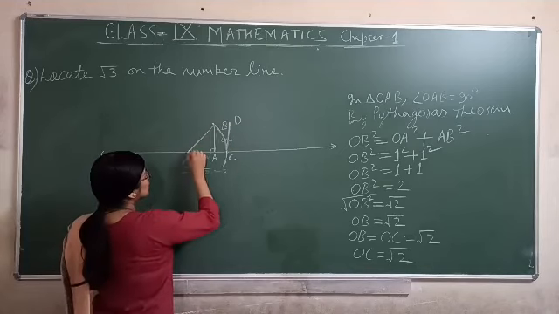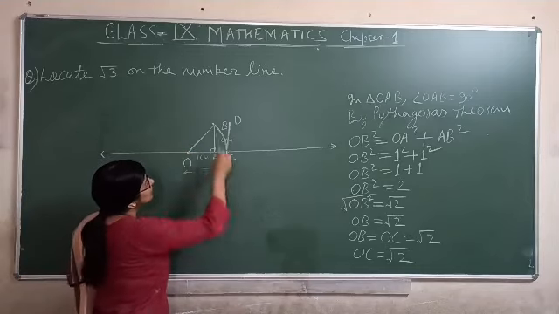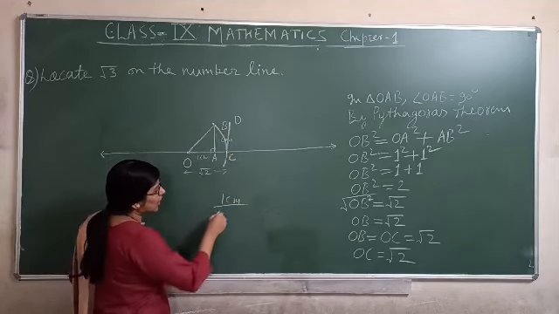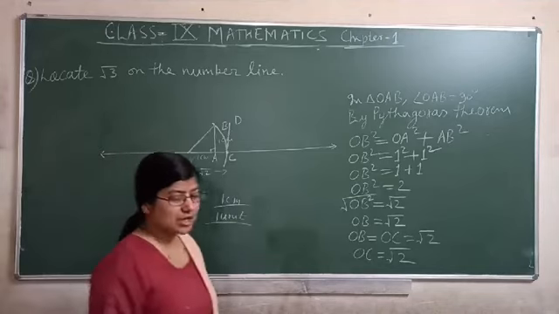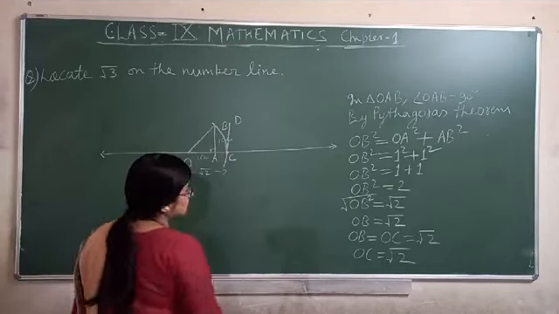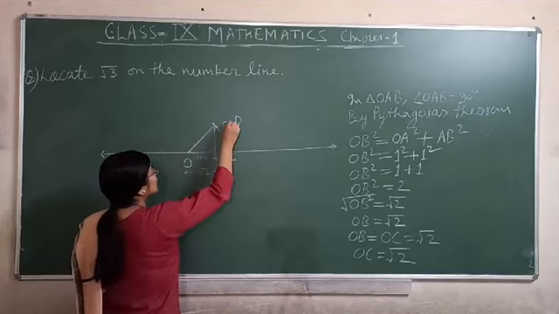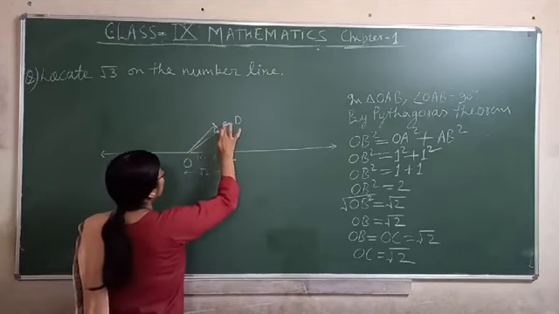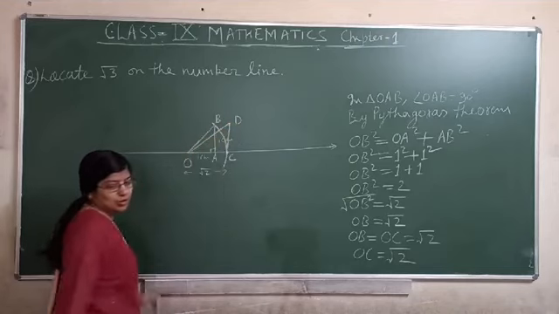Now join point D and point O. Carefully you have to do this work. CD should be 1 centimeter, 1 unit, exactly 1 centimeter. Okay, then join OD. Same procedure as you did for √2, you have to use here. This is point D, this is point O, you have to join both.